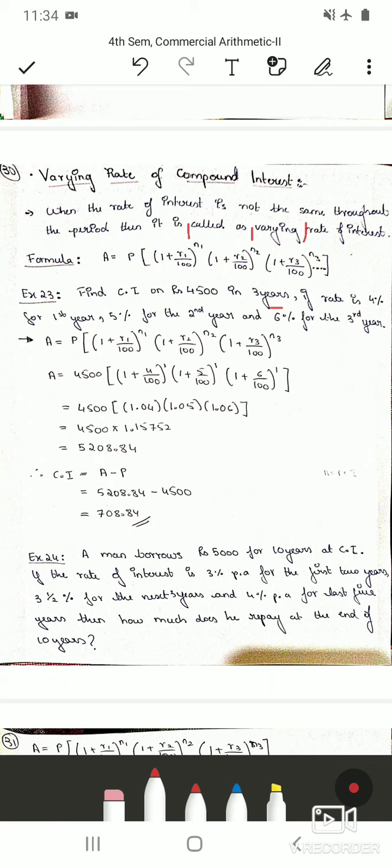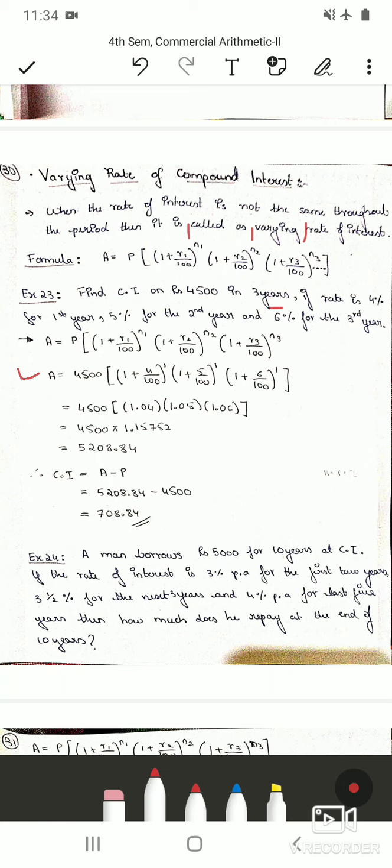So here N is 3. These 3 years are divided into the first year, that is N1 is 1, then the second year, so N2 is also 1, and the third year is again N3 equal to 1. So we will substitute the given values. 4500 into (1 plus, for the first year what is the rate? It is 4%, so R1 will be 4) so 1 plus 4 by 100 whole raised to 1, into 1 plus 5 by 100 whole raised to 1, into 1 plus 6 by 100 whole raised to 1.